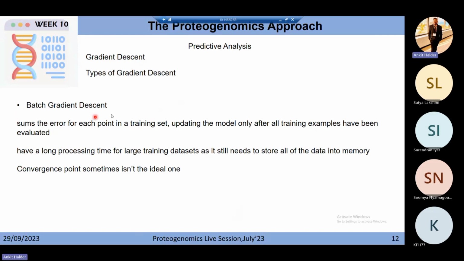The problem with batch gradient descent is that it has a long processing time for large training data sets, as it needs to store all of the data in memory. Whenever it is calculating the cost function, the processing time will be huge. Secondly, it needs memory to store all of the training data. Also, the convergence point sometimes doesn't become the ideal one in the case of batch gradient descent.